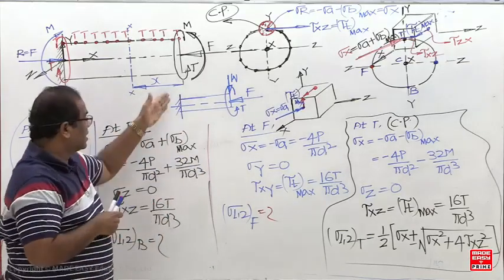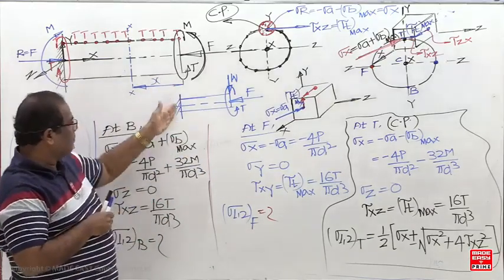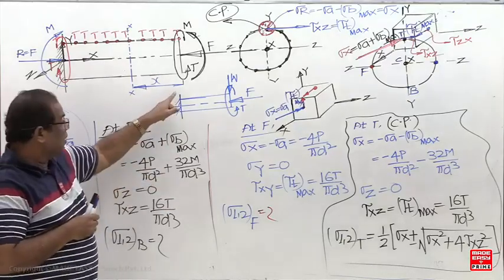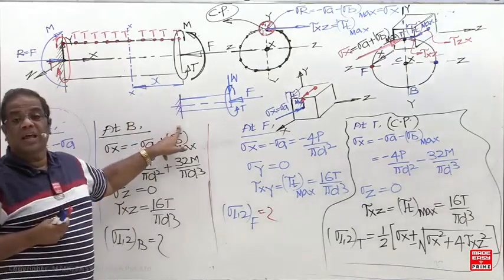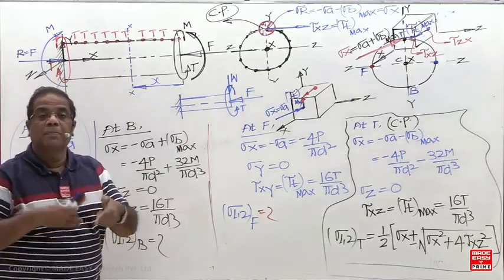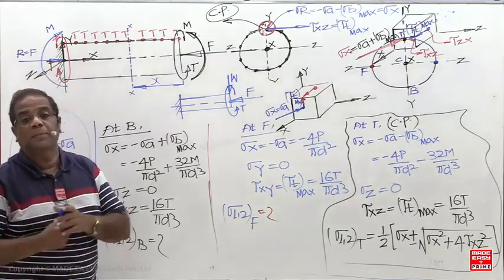In this case, which one is the critical point here now? Is the critical point, sir, the critical cross section? Now you have to do analysis here only. Then how many stresses are possible here now? How many diagrams are possible? ALD is possible, BMD is possible, SFD is possible, TMD is possible.